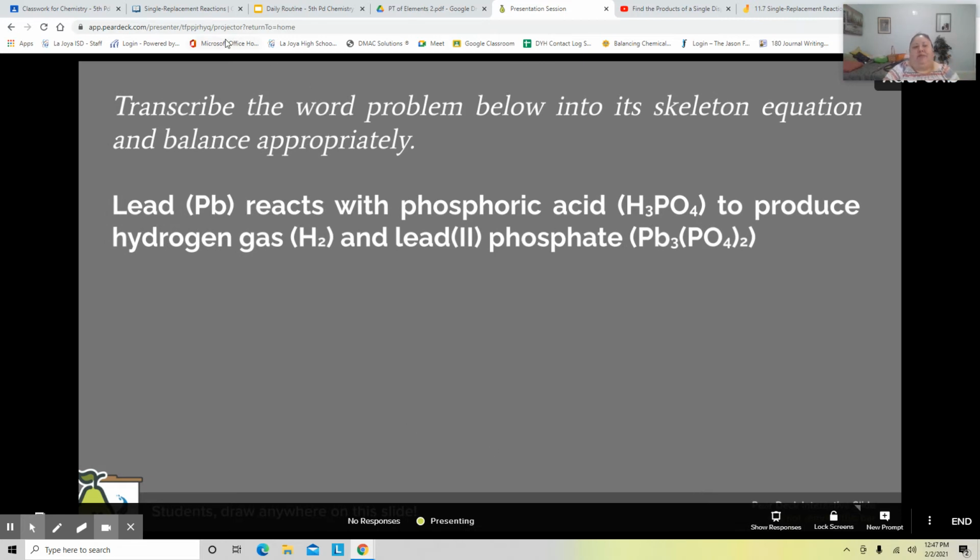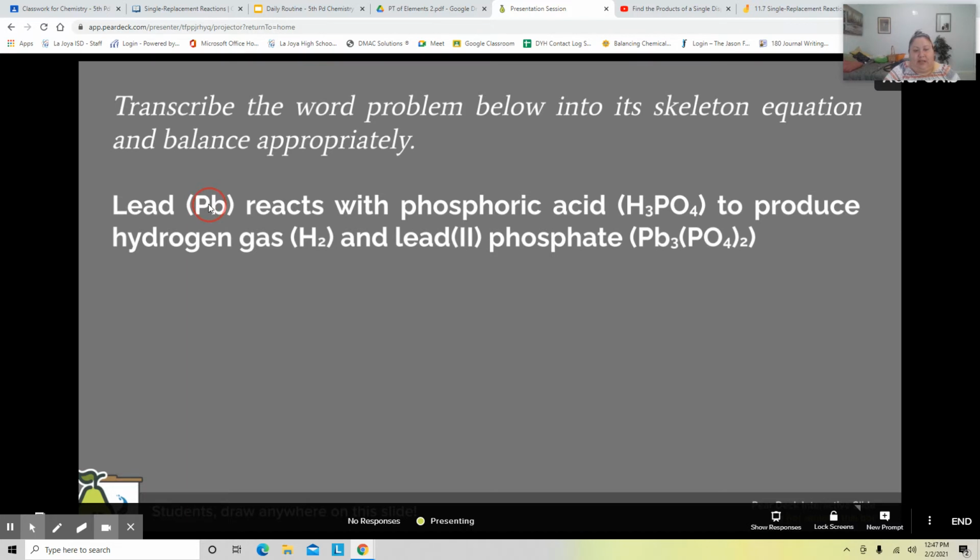All right. I need one person on Pear Deck to transcribe the word problem below into a skeleton equation, and then I need somebody to balance. Who's going to try that one? Who's going to try and write the reaction where lead reacts with phosphoric acid to produce hydrogen gas and lead 2-phosphate? Who's going to write that out for me? And the formulas are here.